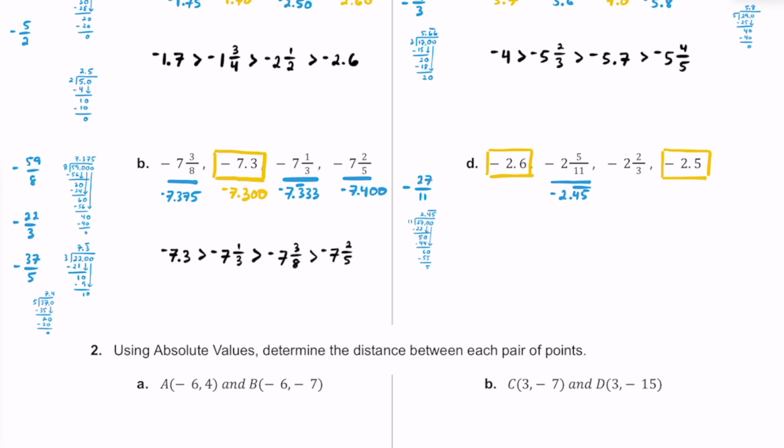Let's take a look at this negative 2 2/3. Hopefully you've seen this 2/3 more often here, but as an improper fraction, that's going to be negative 8 over 3, right? And so as a division problem, that's going to be 8 divided by 3.